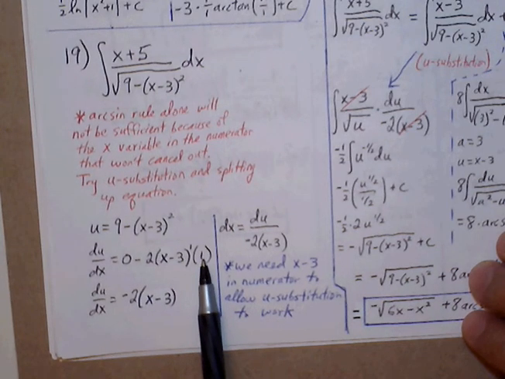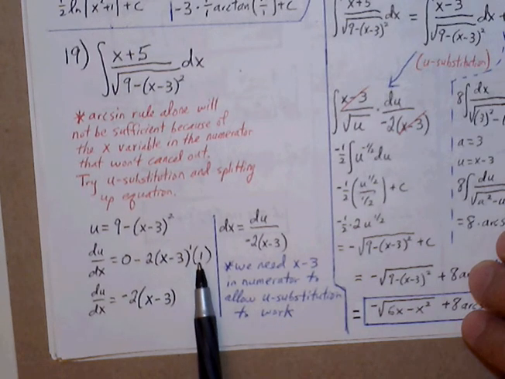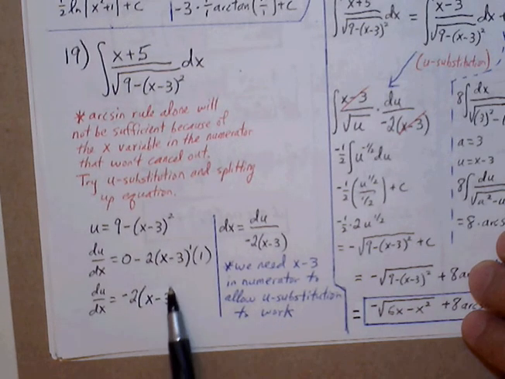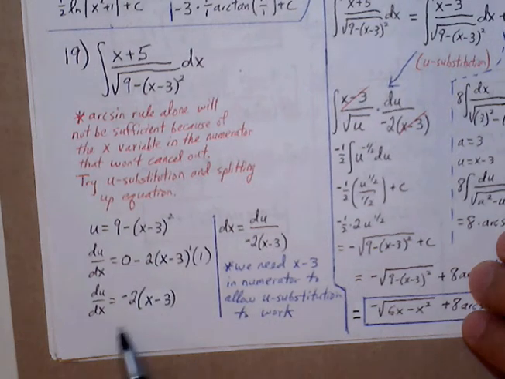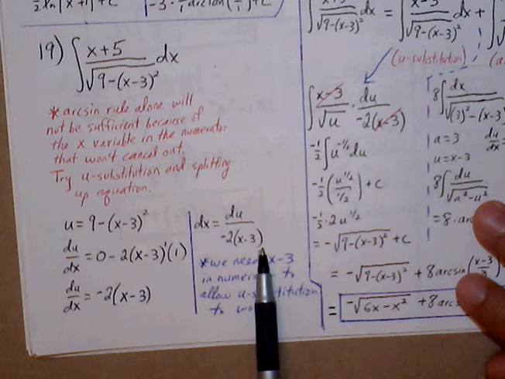multiplied by the inner function's derivative. So the derivative of x minus 3 is 1. And this reduces to be negative 2 x minus 3. We solve for dx. We get du over negative 2 parentheses x minus 3.